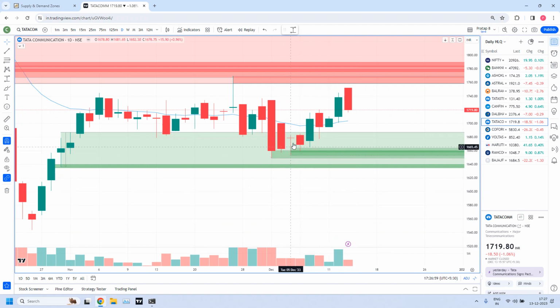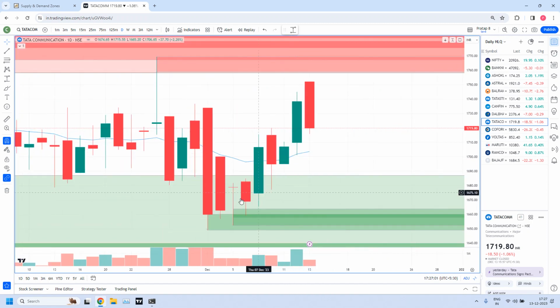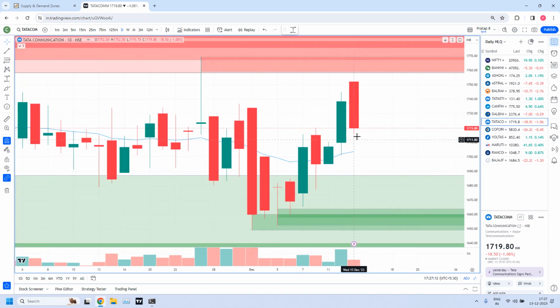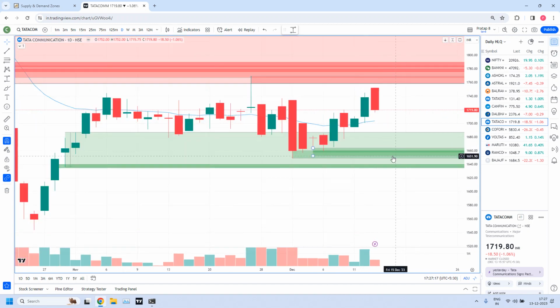I think this is one of the zones that gave an opportunity during the intraday. That is a buy opportunity from a few days back. Okay, this is about Tata Communication. Prices are in between these two zones. We didn't get any entry, so there is nothing much to learn from this.